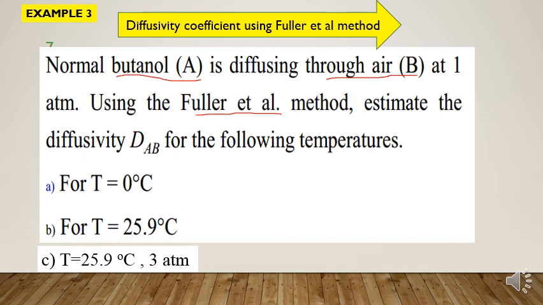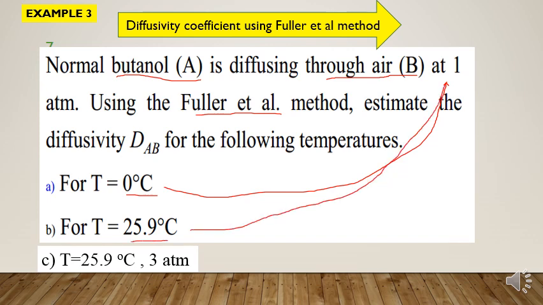Condition A is at 0 degree C and the pressure is at 1 atm. For condition B, at 25.9 degree C at 1 atm as well. For condition C, you have to use the same temperature as B, but the pressure is changed to 3 atm instead of 1 atm. Okay?